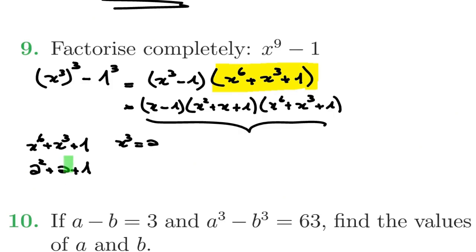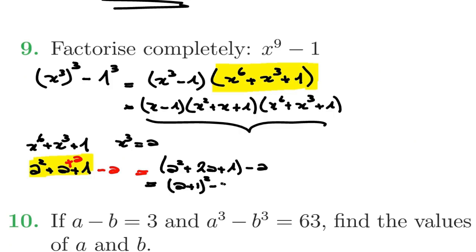Later on, I'll do some more questions about this. We add plus a minus a here. This part becomes a squared plus 2a plus 1. And in the back, there's also a minus a. So it's the square of (a plus 1) minus a. From here, it's the first minus the second. That is, the first minus the second.